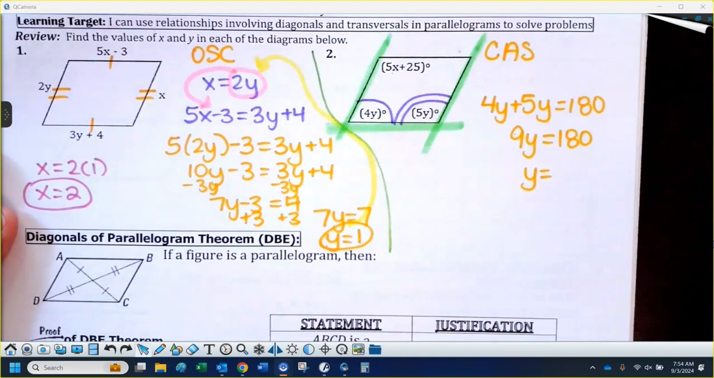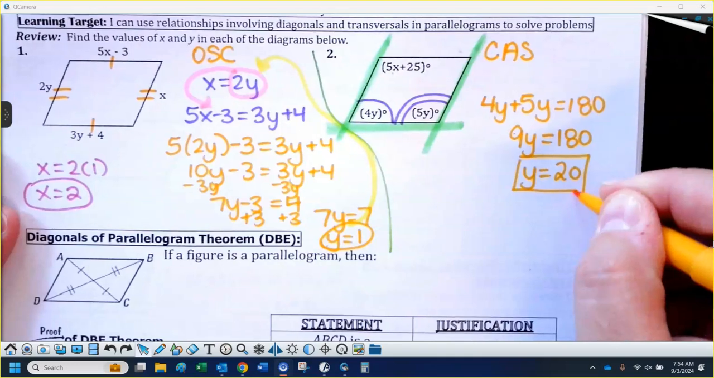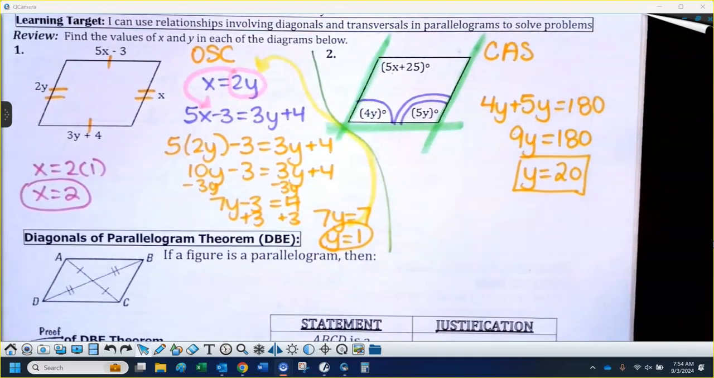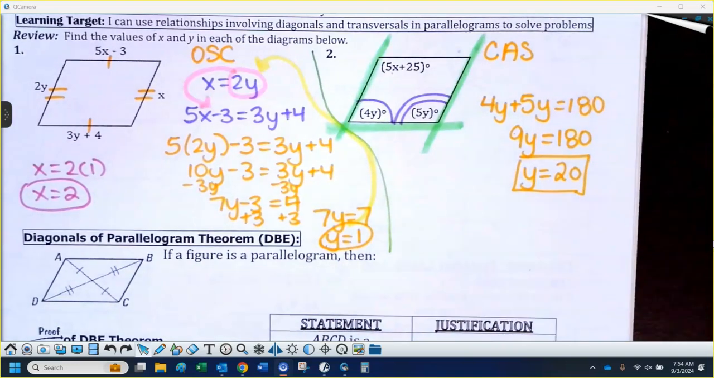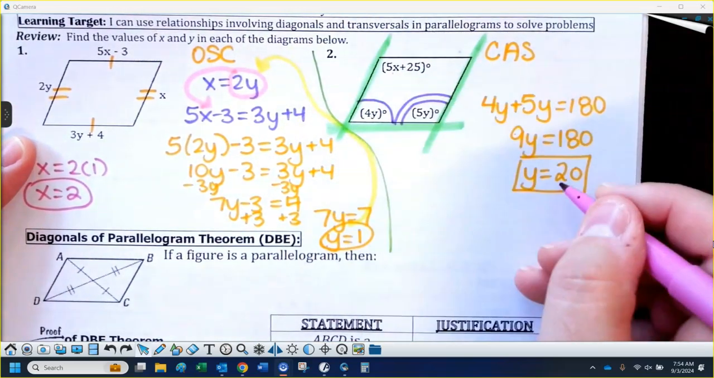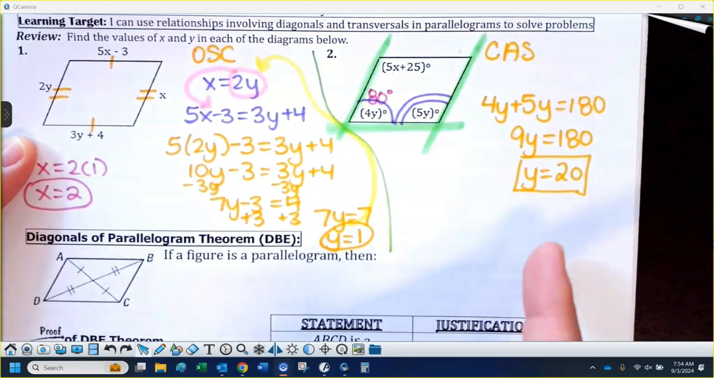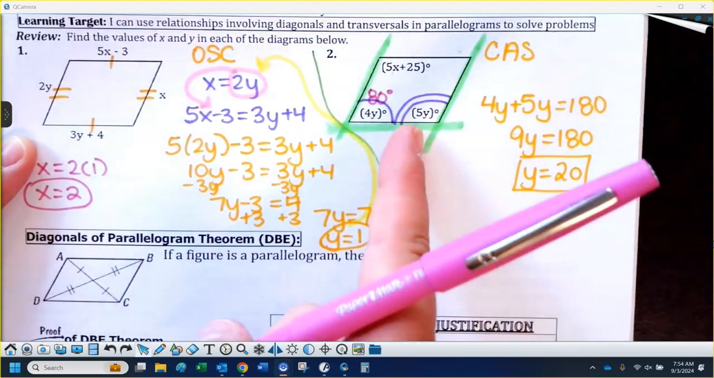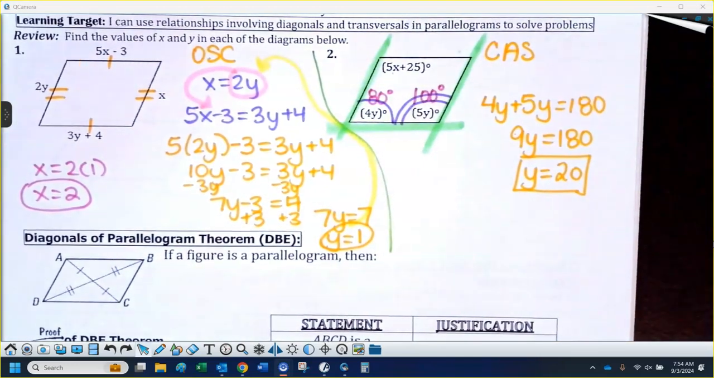This is a nice number. 20, yeah. Okay. Now, my equation didn't involve x at all, but if I knew this was 20, we could put it back into the picture to figure out the actual angle measures, like right here and right here. So if I do 4 times 20, that would make that angle 80 degrees. If I did 5 times 20, that would make that angle 100 degrees, which add up to 180.